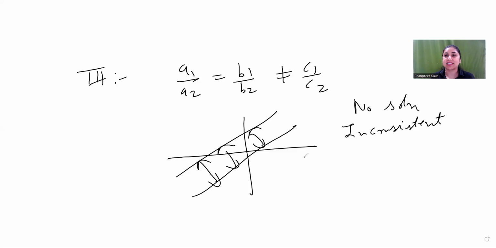So these are the three cases related to a pair of linear equations with the help of which we can find the solution or we can find the existence of a solution.